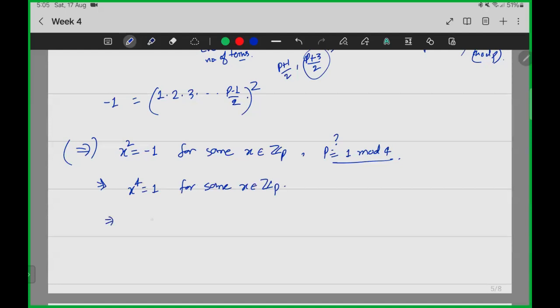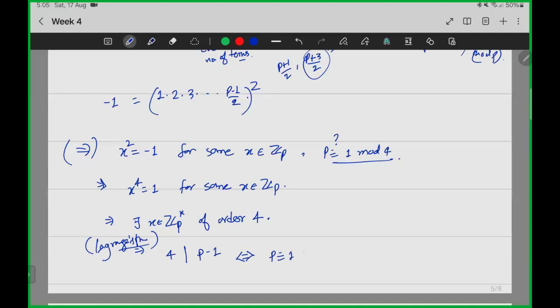This implies there exists x in Z_p star of order 4. Correct? This implies, by Lagrange's theorem, 4 divides p minus 1. And this is nothing but p is congruent to 1 mod 4.